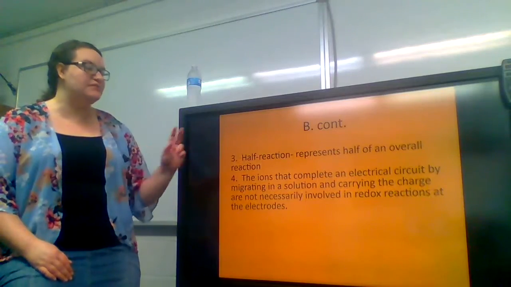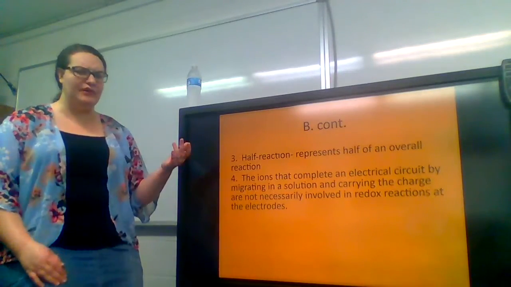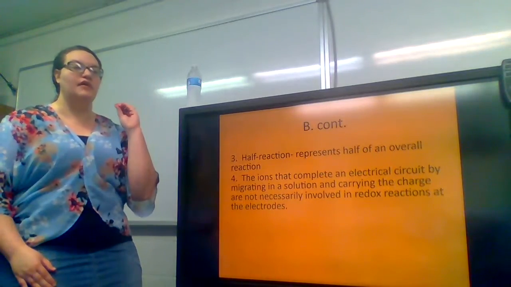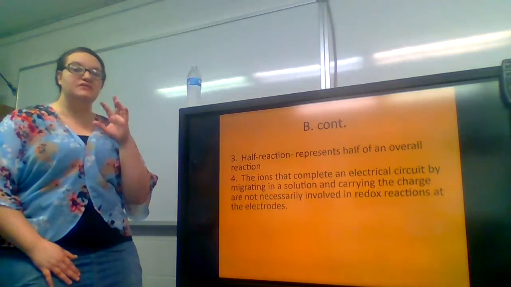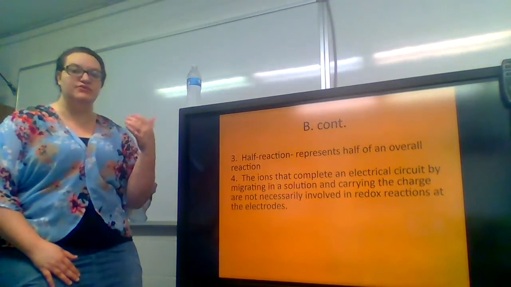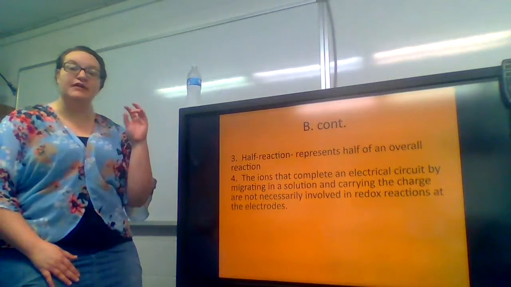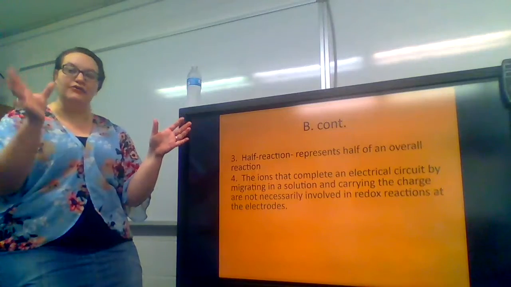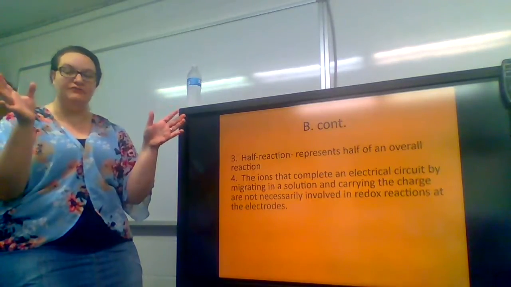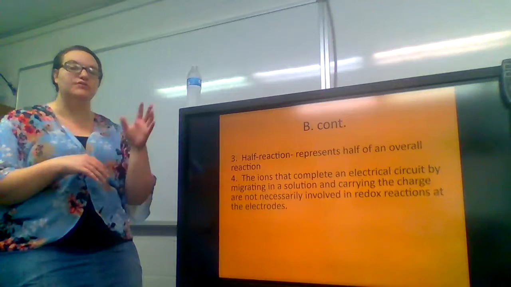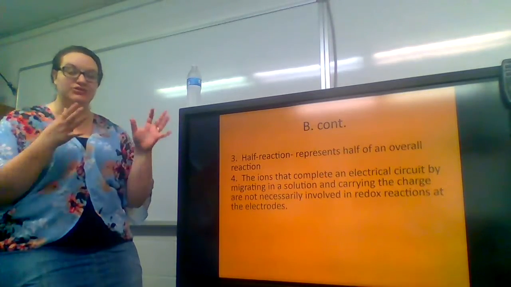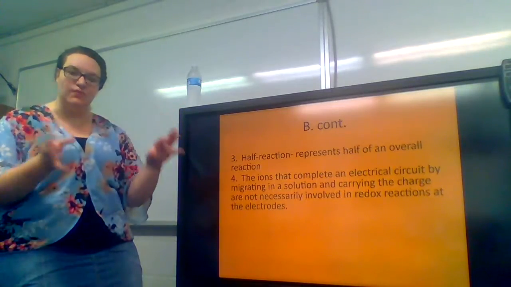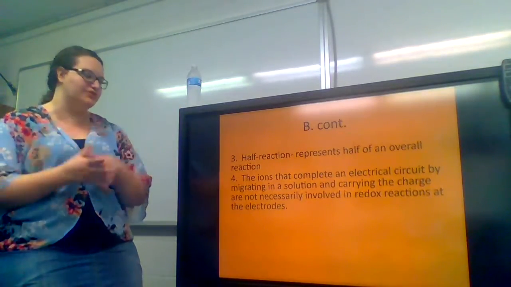A half reaction represents half of an overall reaction. We've talked about half reactions before, but when you are dealing with electrochemistry, you deal more with half reactions than you do full reactions, because with half reactions you look at how did oxidation occur and how did reduction occur. Okay, so you have 1/2 of each thing there for you. So a half reaction in relation to electrochemistry is more how you're going to use it, so that's why I threw the word in there for a refresher for you.